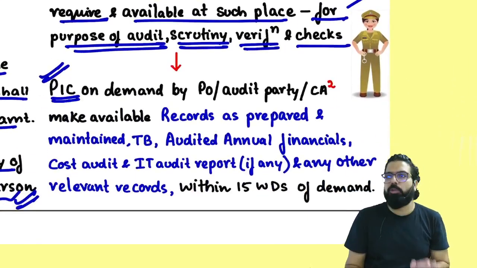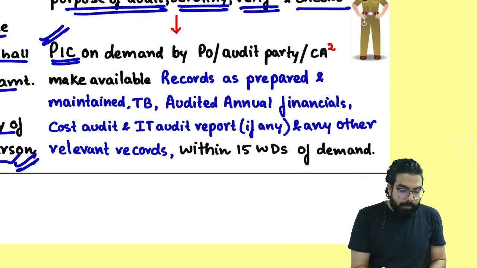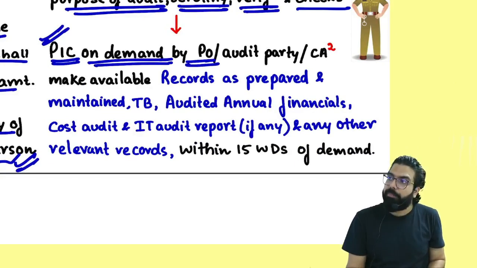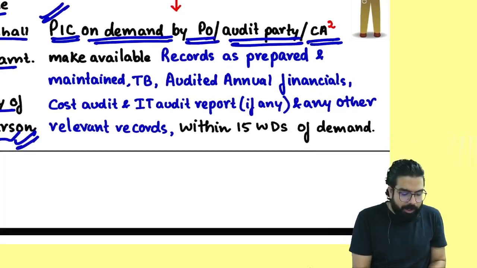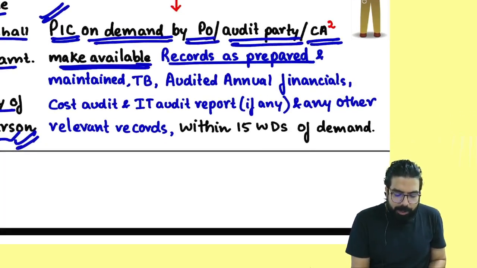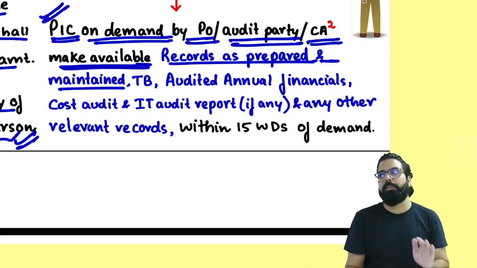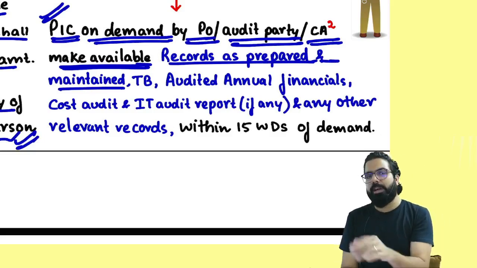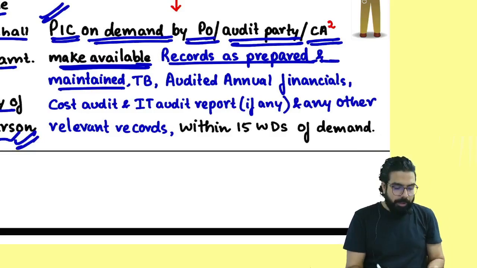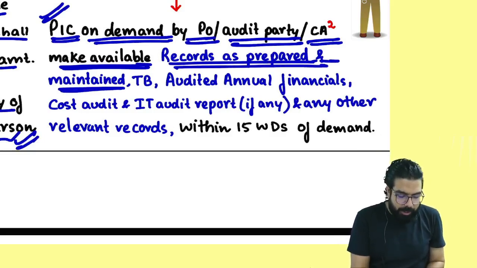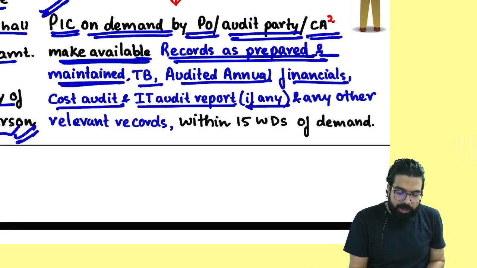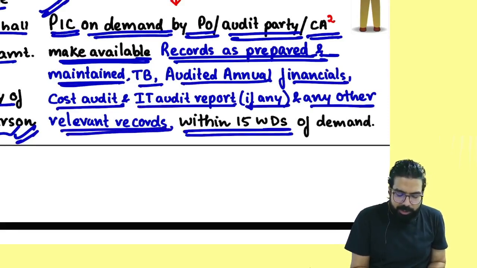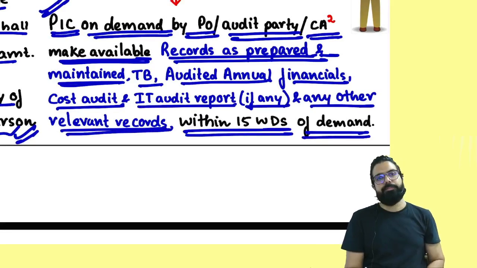Next. The person in charge means whoever is in charge of the premises. On demand by the proper officer, or the audit party, or the chartered accountant or cost accountant, you must make available what? Records as prepared and maintained. For example, one chartered accountant has come for audit and is asking you for these details. You have to provide them. It says records as prepared and maintained: trial balance, audited annual financials, cost audit report, income tax audit report, if any, and other relevant records, within how much time? 15 days of demand.